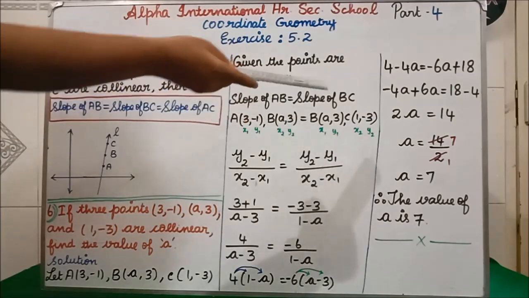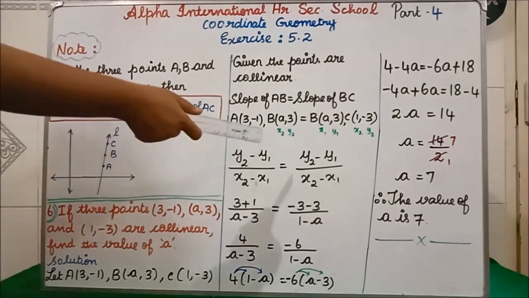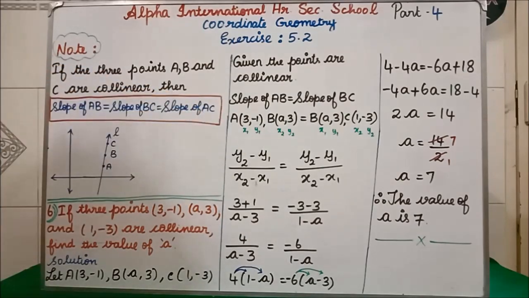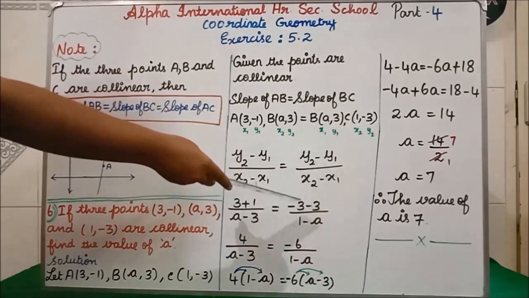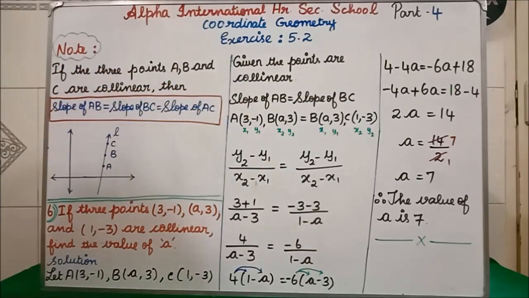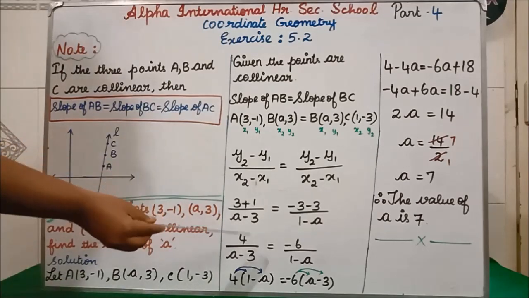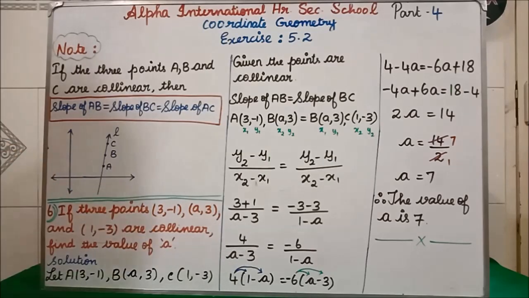Here also, slope of BC means 2-point formula only. There also I am using the same formula. Y2 value is minus 3, y1 value is 3. In between the minus sign, so minus divided by x2 minus x1, 1 minus a. 3 plus 1 is 4, divided by a minus 3 equal to minus 3 is what? Minus 6 divided by 1 minus a.